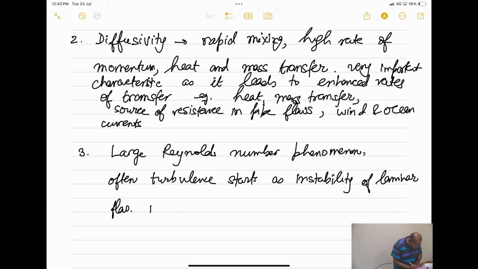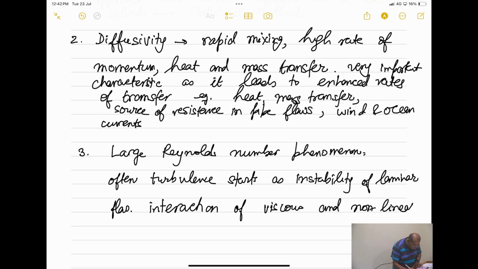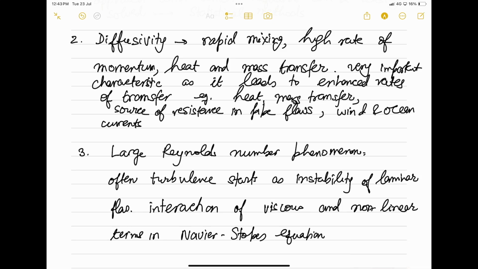So, and this happens because there is an interaction of viscous and non-linear terms in the Navier-Stokes equation.